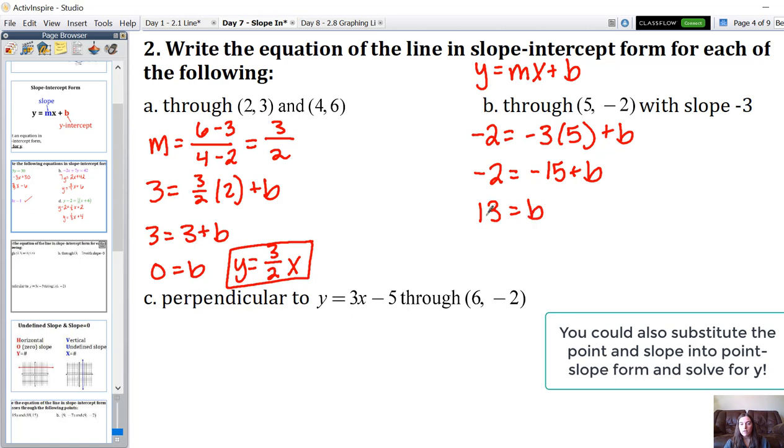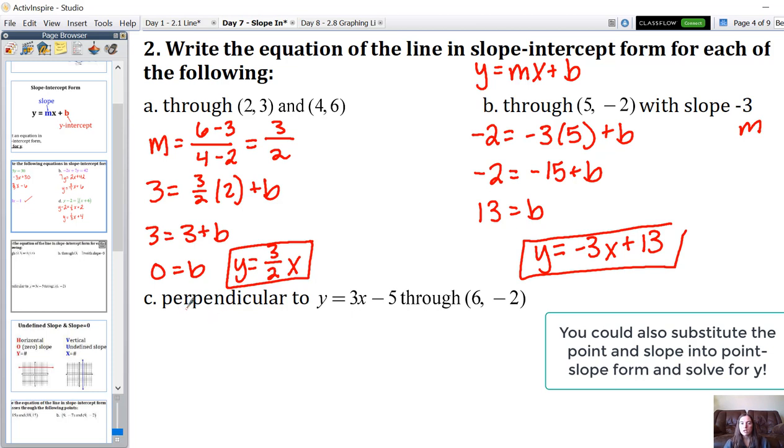Now this time we got a value that wasn't 0, so you'll see what that looks like when we're writing the equation. Again, our slope, that's our m, is -3. So we have -3x plus our value of b. If this was -13, this would say -13. But there's our equation in slope-intercept form.